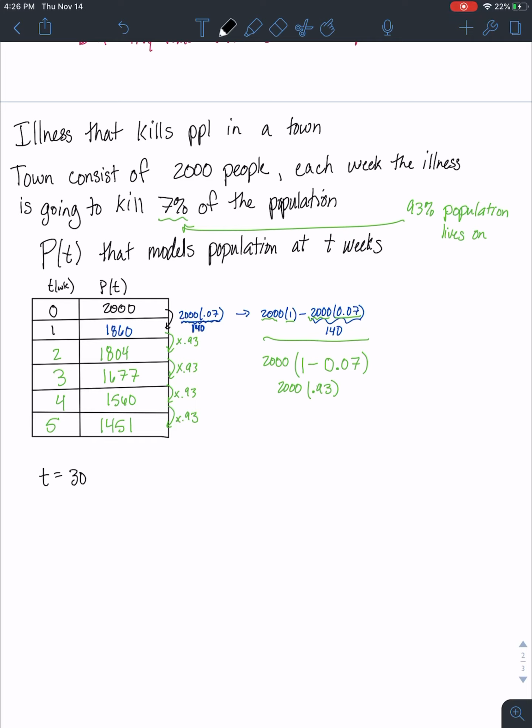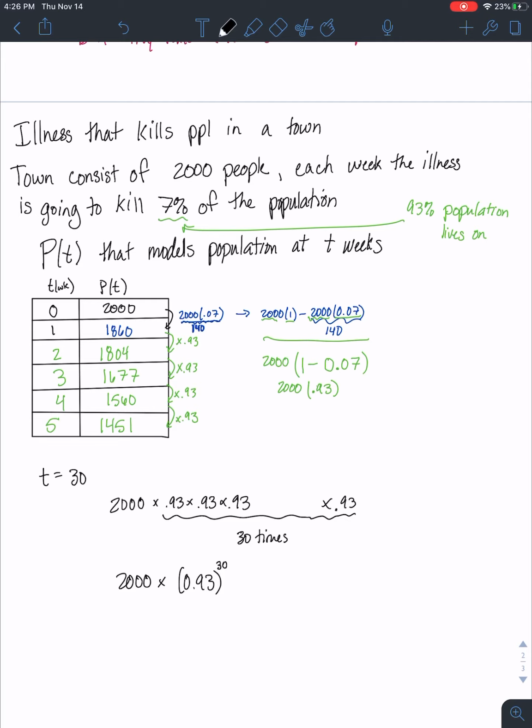What I'm thinking about doing there is I have my original 2,000, and I'm going to multiply by 0.93, by 0.93, by 0.93 over and over and over again until I have exactly 30 of those, 30 times. So what that means is that I'm taking my 2,000 and multiplying it by 0.93 raised to the 30th, because that is how we say repeated multiplication of 0.93 30 times over.